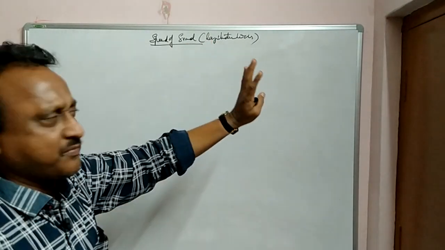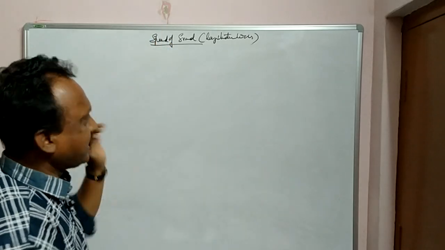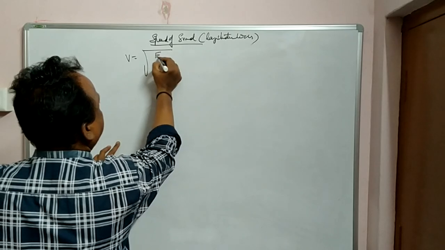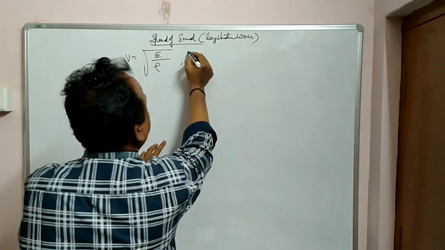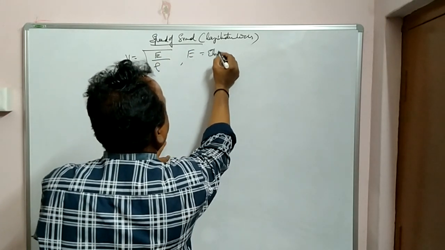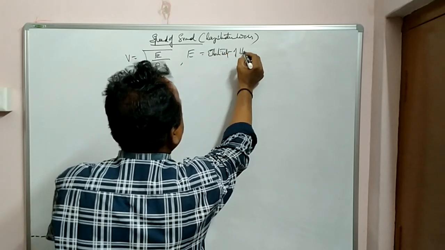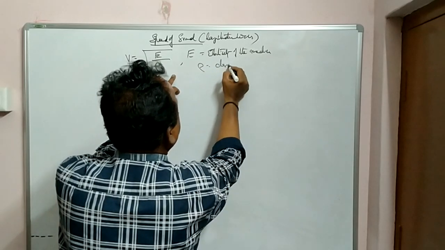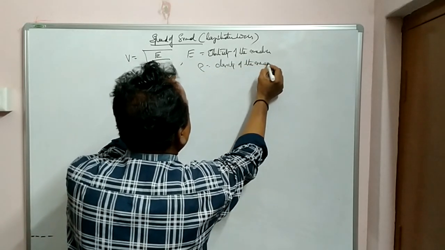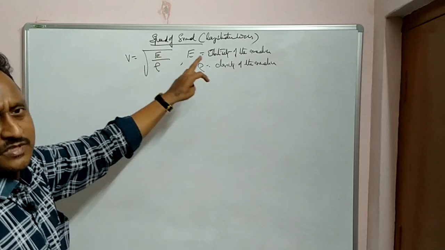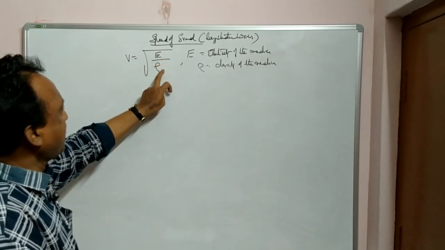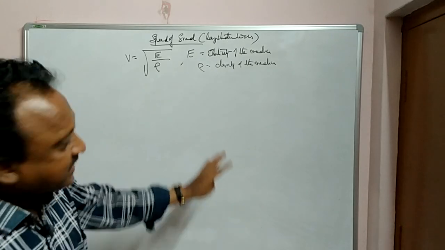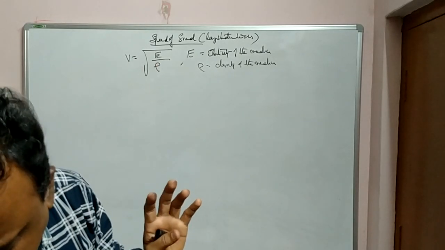and already I have given the equation part 1 also. So to explain this one, generally speed, that is velocity, is given by root over E by D. Here E is called the elasticity of the medium and rho the density of the medium. So velocity of sound, speed of sound is given by root over E by rho, elasticity of the medium and rho is the density of the medium. This is the general formula.